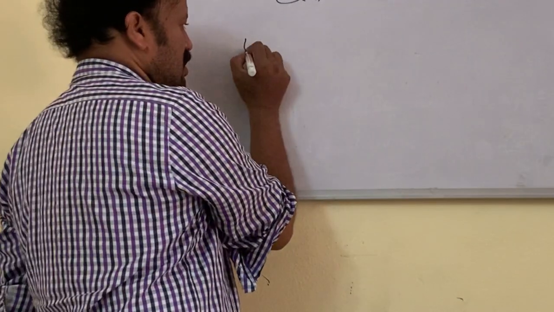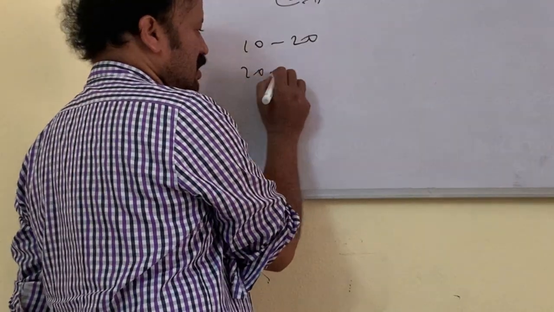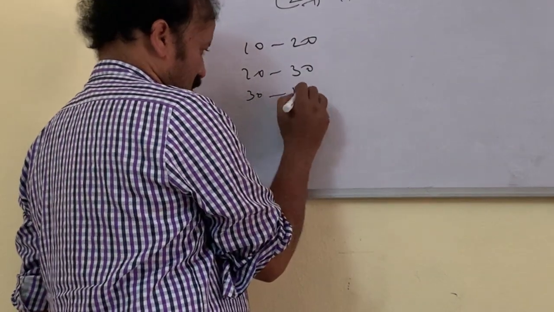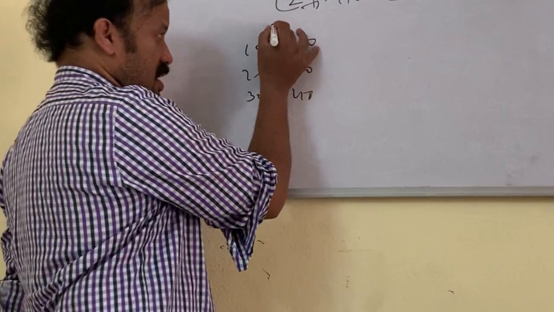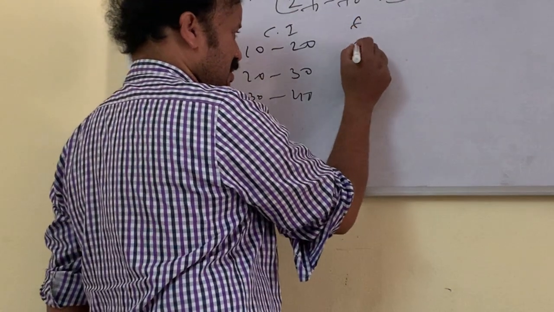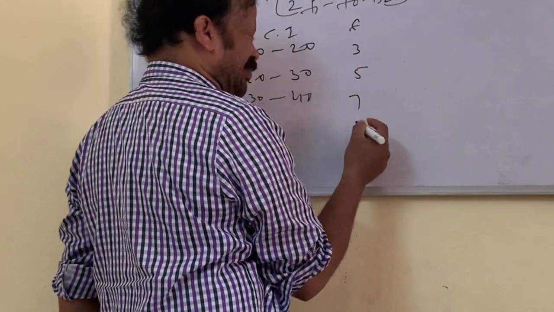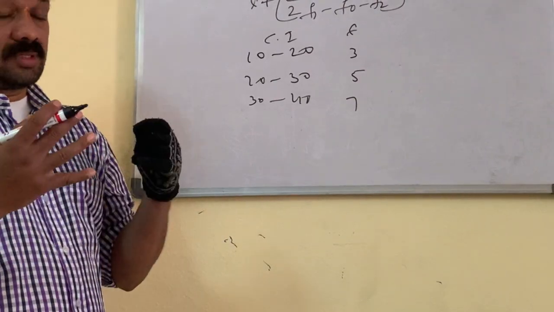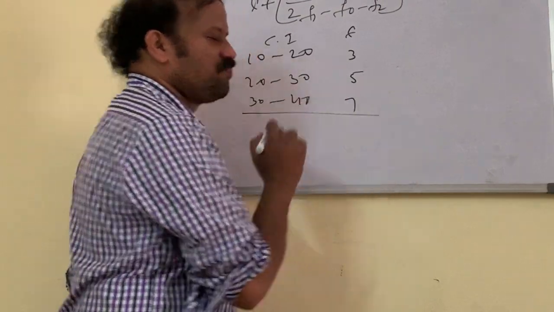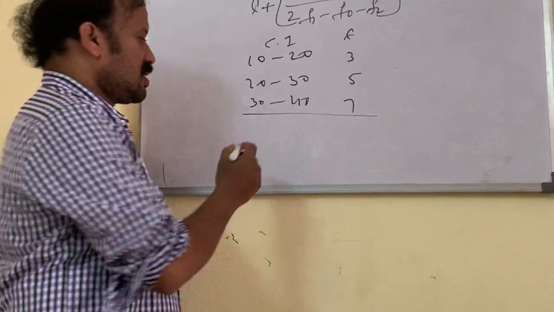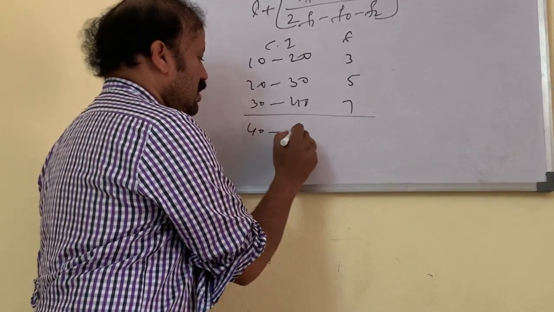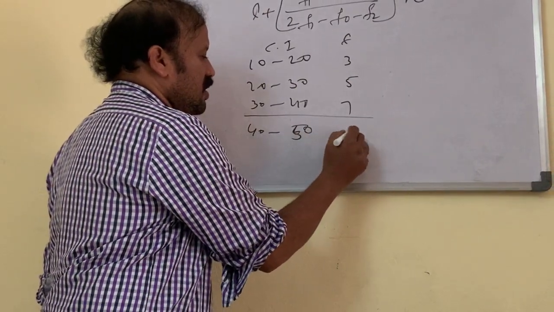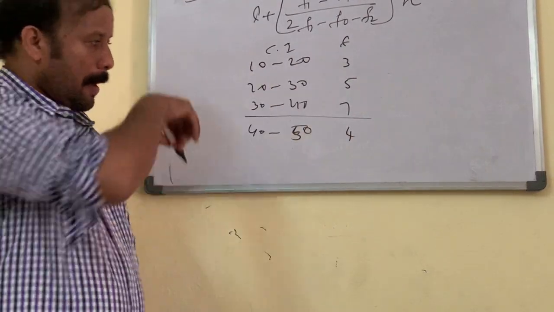Suppose there is 10, 20, 20, 30, 30, 40. This is called the class interval, and the frequency is given as 3, 5, 7, something. For the mode, you apply the highest value. Here 7 is the highest. Suppose 40 and here 50. Here 4 is there. So 4 numbers are there.